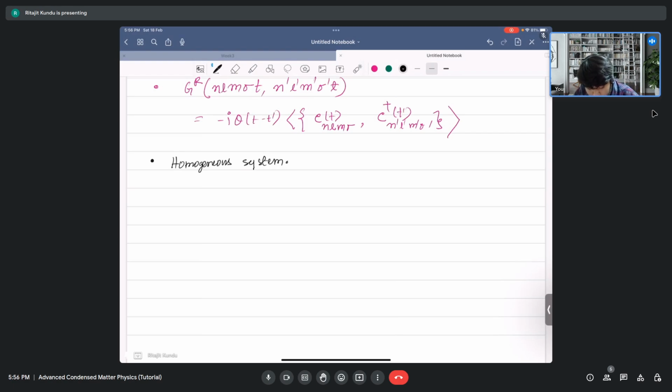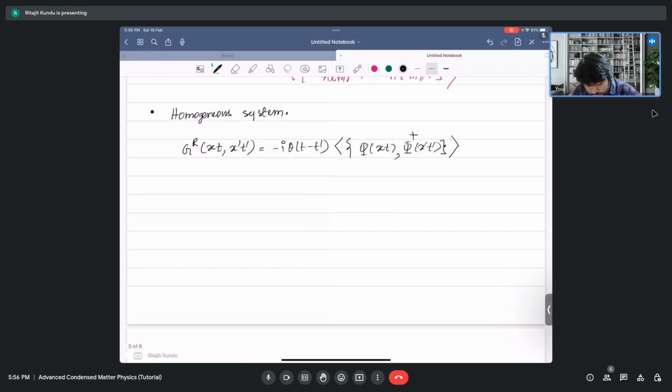So let's say we have this retarded Green's function G^R(x t, x' t'). I'm not writing the spin index anymore because that is just a trivial generalization, so you can try to do that, but let me ignore the spin for now. Then it becomes minus i theta(t minus t') times the anti-commutator of psi(x,t) and psi dagger(x',t'), since these are fermionic field operators. You probably already know that.